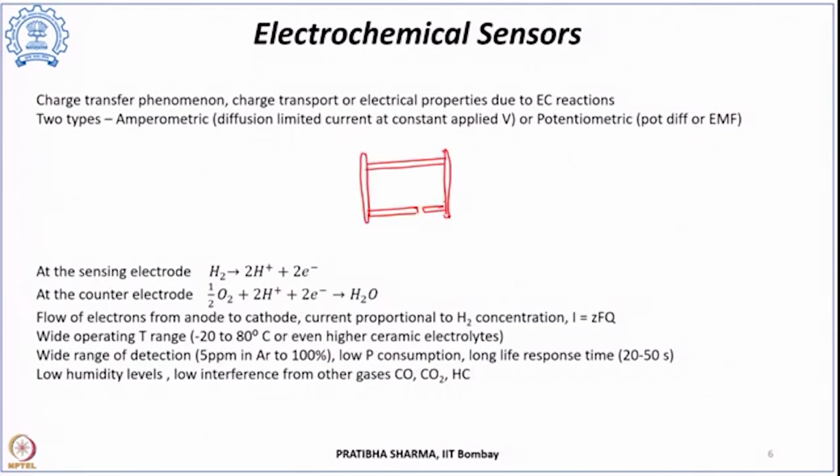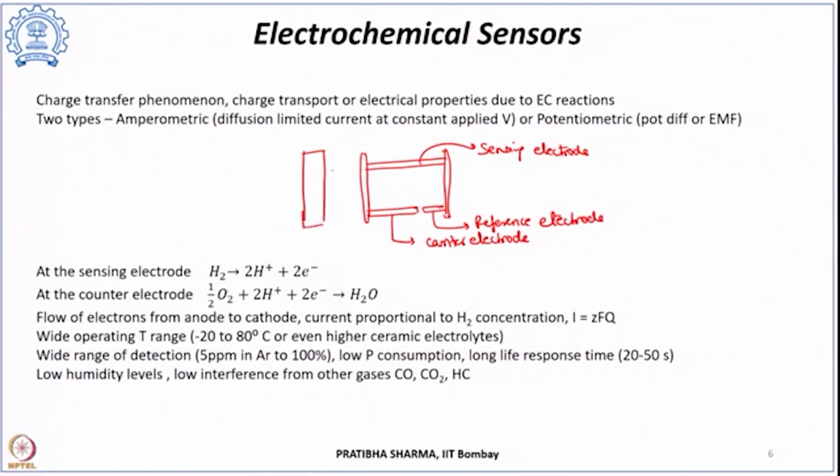In a typical electrochemical sensor, there are two electrodes, one is a sensing electrode and another one is a counter electrode. Usually a third electrode is also used, which is a reference electrode. Now in order to keep the voltage constant, a potentiostat is connected, and then there is a gas permeable layer.